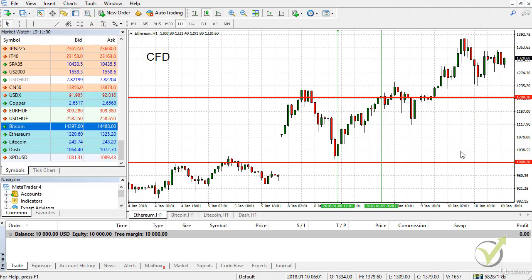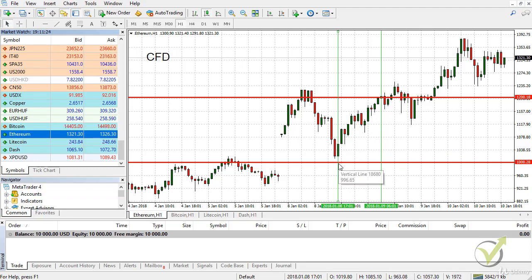So I am not actually buying the Ethereum as a cryptocurrency, but I am trading on the difference of the price of this asset. If the price goes against me and I lose, I will lose the difference from the moment I have bought till the moment I close the position. So very simply said, we trade on the value of the asset.